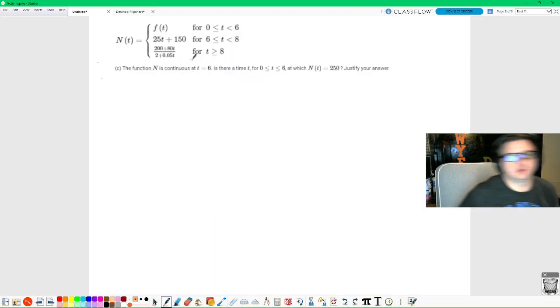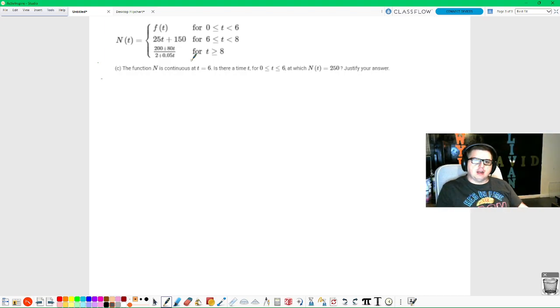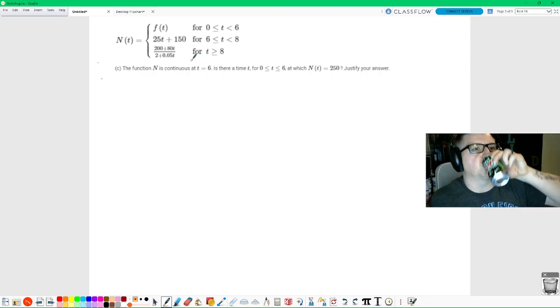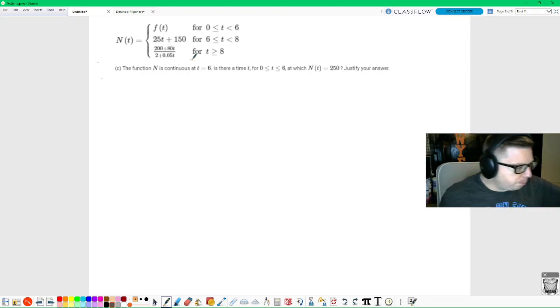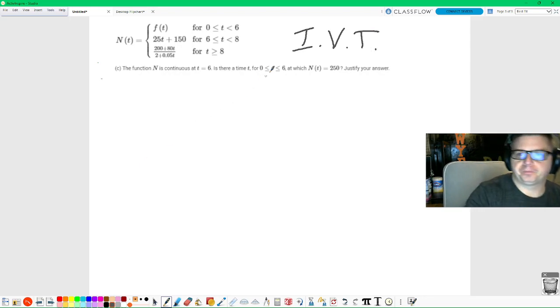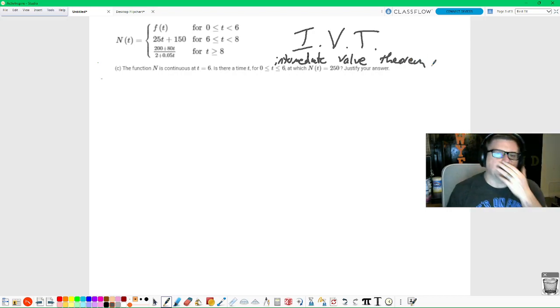All right, last one. The function n is continuous at t equals 6. Is there a time t from 0 to 6? Ooh, so here we go. A bell should be ringing in your ear right now. That bell should be IVT. Intermediate value theorem. The intermediate value theorem.